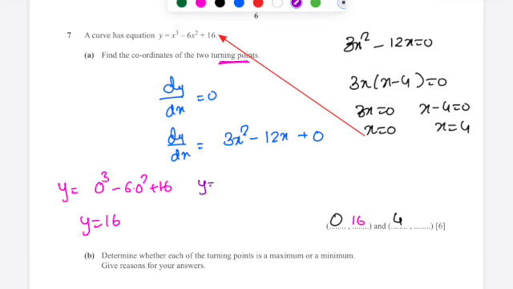Next, y equals 4 cubed minus 6 times 4 squared plus 16, which is 64 minus 16 times 6, which is 96, plus 16. So that is 80 minus 96, which is negative 16. So it's going to be negative 16.